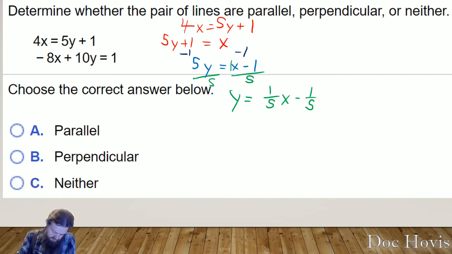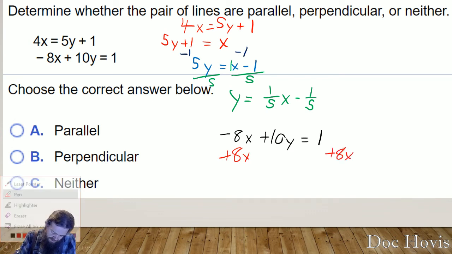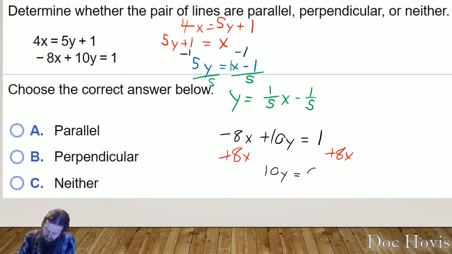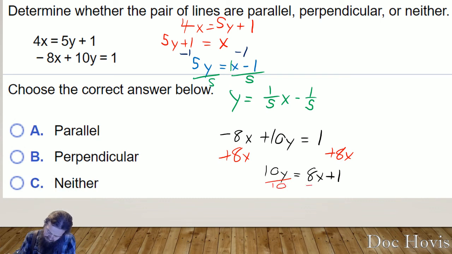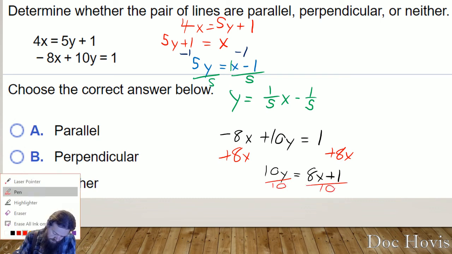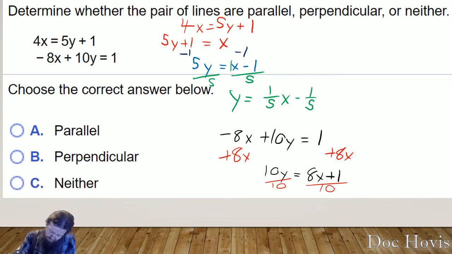The second one here is negative 8x plus 10y equals 1. First thing we're going to do is add 8x to both sides. We like this in variable, then constant. So that's going to be 10y is equal to 8x plus 1. We want to write it like that. And we're going to divide both sides by that 10. And then I'm going to do that thing that you hated last time, and I'm going to even do it on steroids a little bit. So y is equal to 4/5 x.